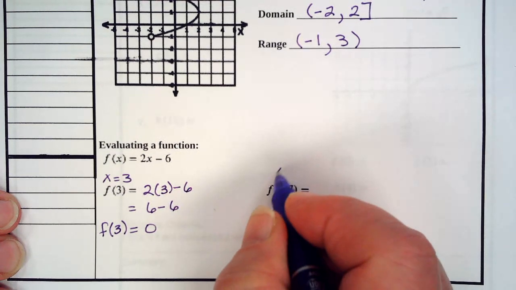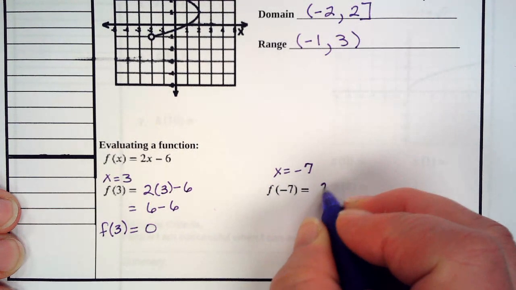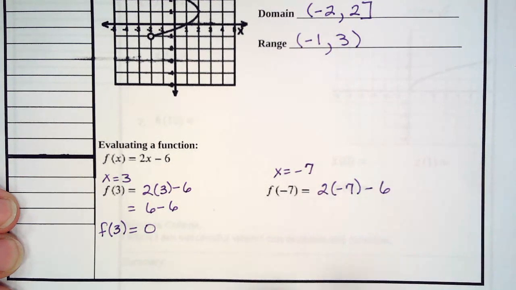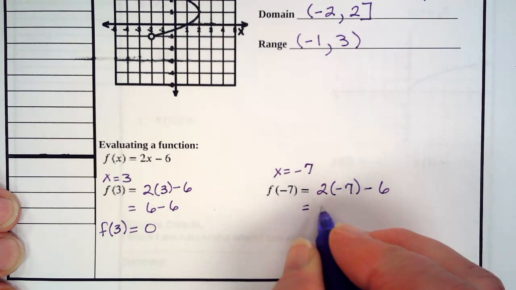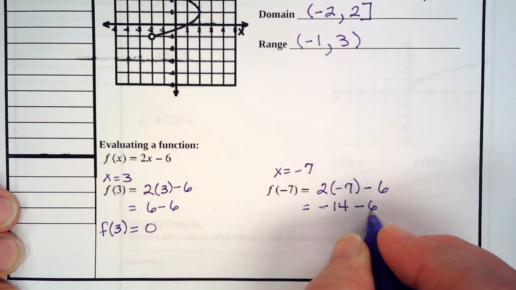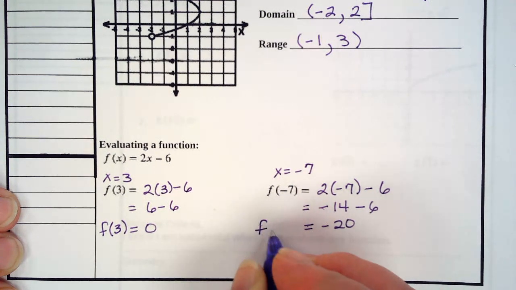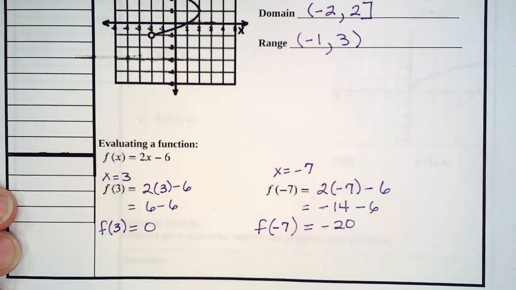In this case, x is equal to -7. 2 times negative 7 minus 6. I'm substituting negative 7 in for x now. 2 times negative 7 is negative 14, minus 6 more is equal to negative 20. So when I take my function f and I put negative 7 in for x, my answer is negative 20.